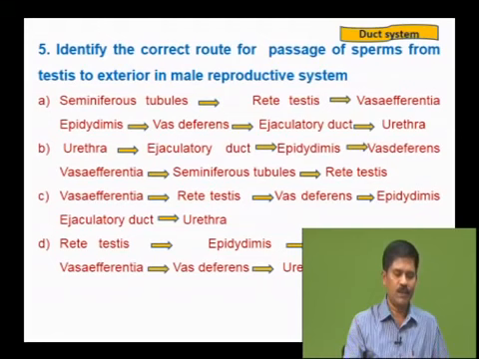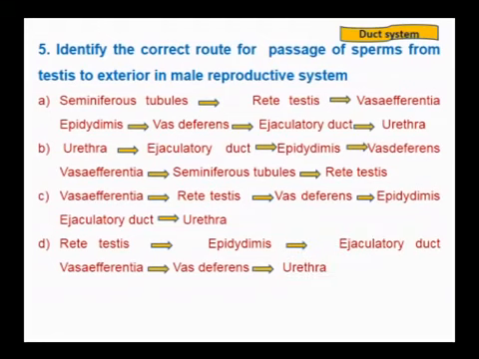Coming to the next question, identify the correct route for passage of sperms from testis to exterior in the male reproductive system. Seminiferous tubules, where spermatogenesis takes place; sperms from seminiferous tubules enter into rete testis. This process we commonly call spermiation. From rete testis, sperm go to vasa efferentia, from vasa efferentia to epididymis, from epididymis to vas deferens, then from vas deferens to the ejaculatory duct, and it opens outside through the urethra. So therefore the right option is A and the rest are wrong.